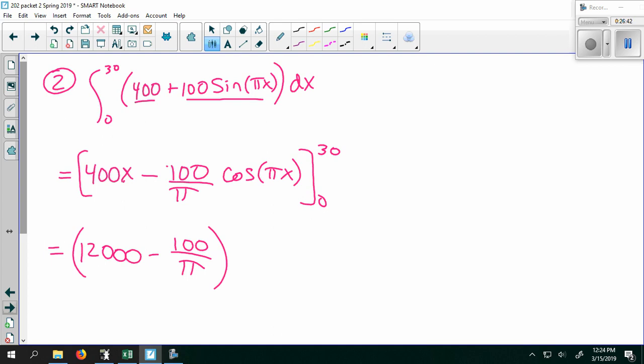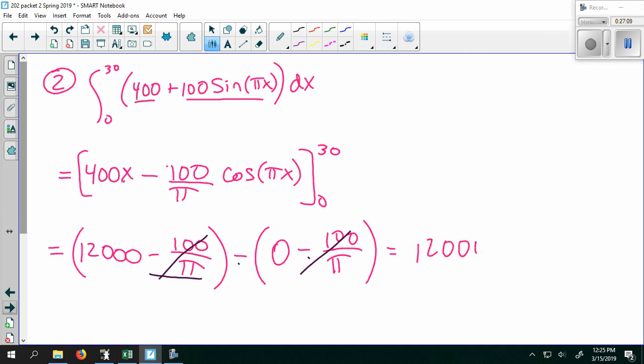And then if I plug in 0, 400 times 0 is 0, and the cosine of 0 is 1. So this is minus 100 over pi again. So my 100 over pi's cancel. I have negative 100 over pi minus negative 100 over pi, so those go away. And I just end up with 12,000, which is the answer my calculator gave me.